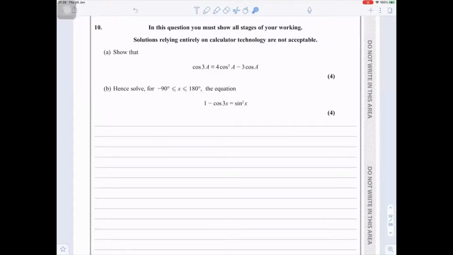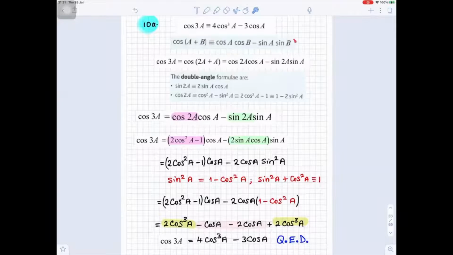Question number 10. Show that cos 3A is identical to 4 cos cubed A minus 3 cos A. So we're going to use this formula at the top, cos (A plus B), and we're going to use this double angle formula. So we want to write cos 3A as 2A plus A, because 2A plus A is 3A. Now using that, it becomes cos 2A cos A minus sin 2A sin A. Now we can change cos 2A into 2 cos squared A minus 1.